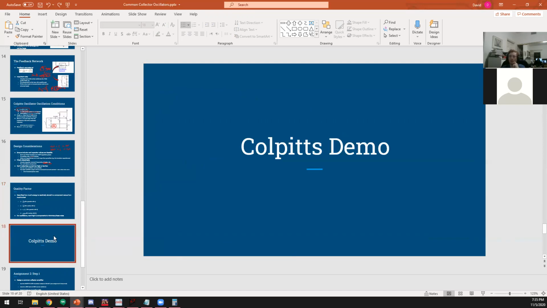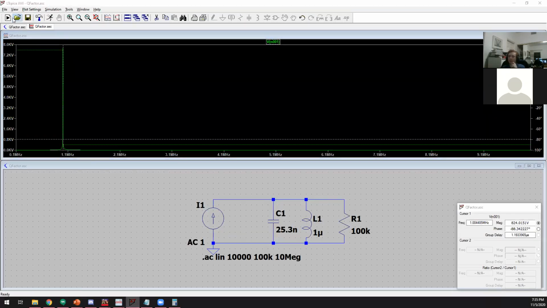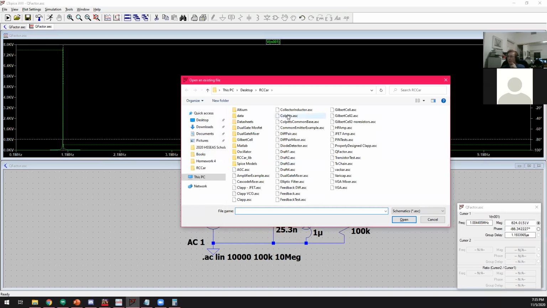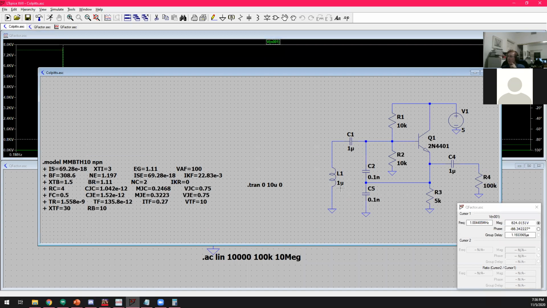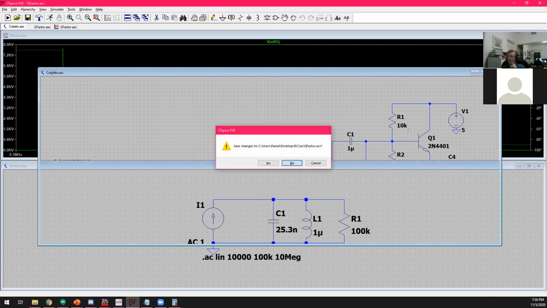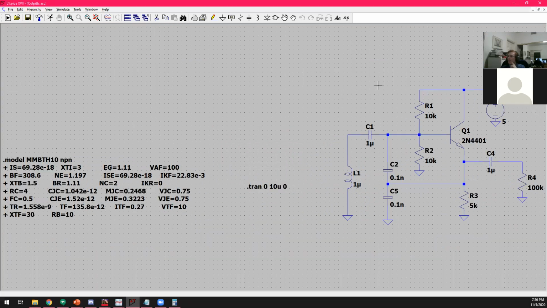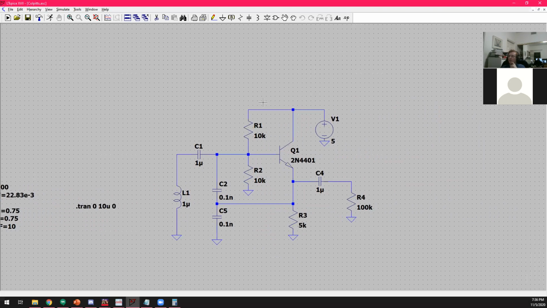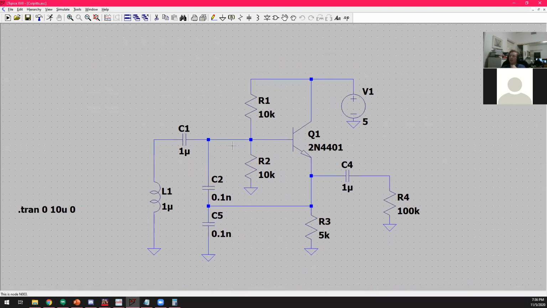Okay. All right, now we get to the fun part, the second fun part. So let me give you a demo of a Colpitts oscillator here. I think this is the one. Yes. We're almost done here. So ignore this stuff on the left. Let's just focus on this guy. So what I did here is I copied exactly the oscillator schematic that's in the PowerPoint slides. It's exactly the same thing.